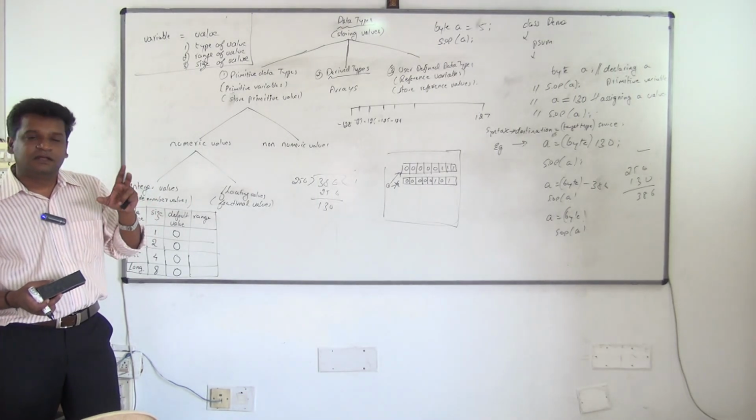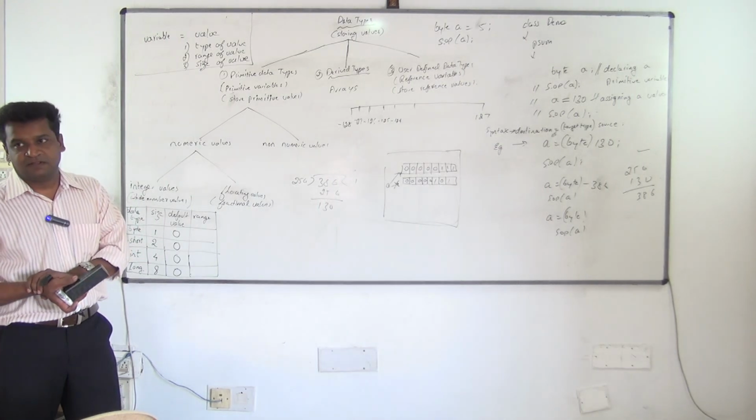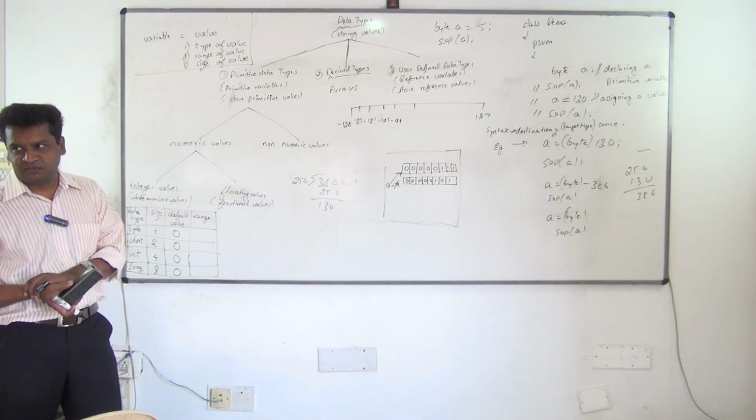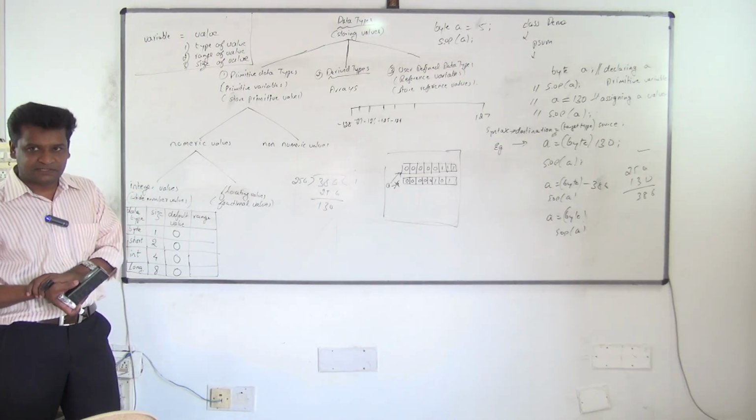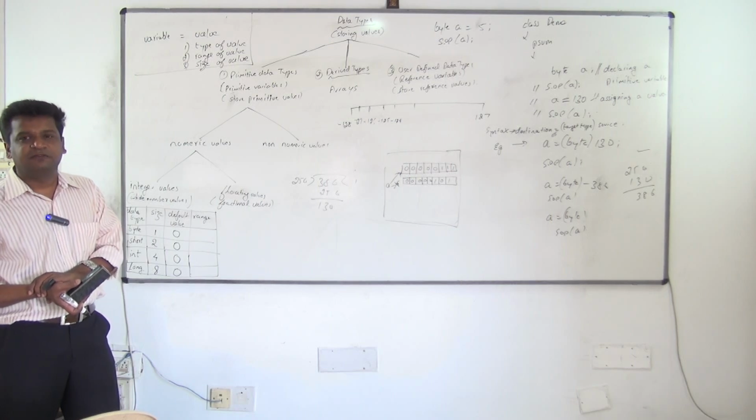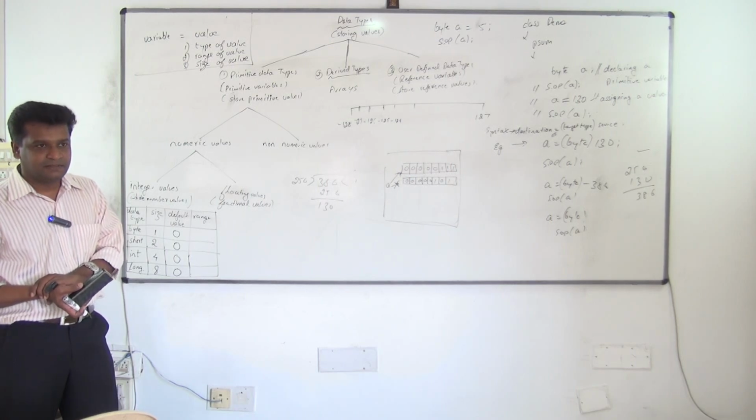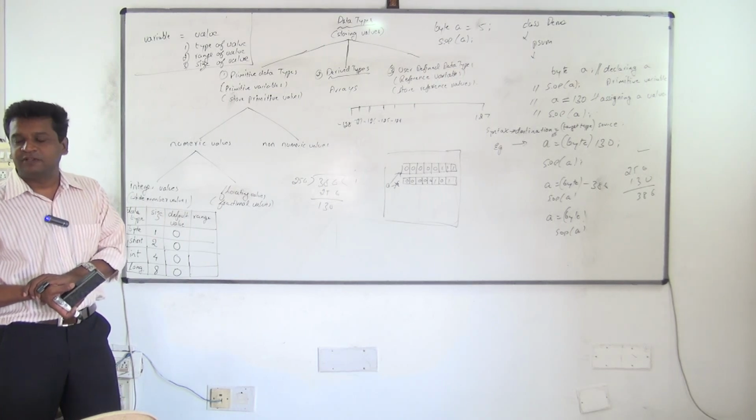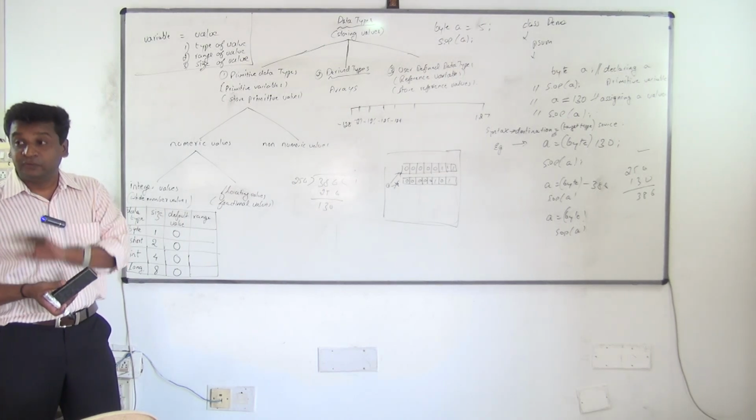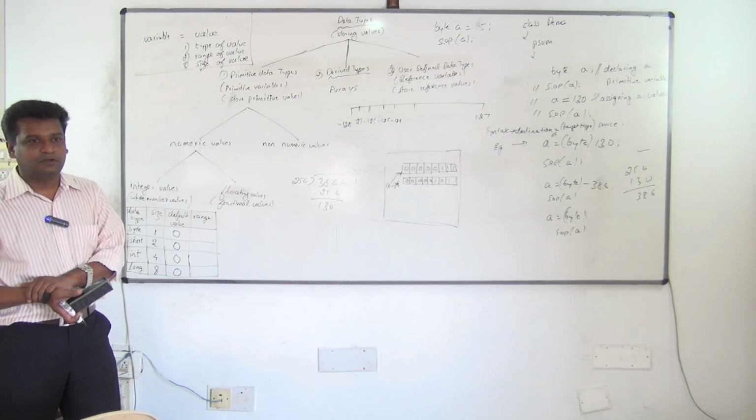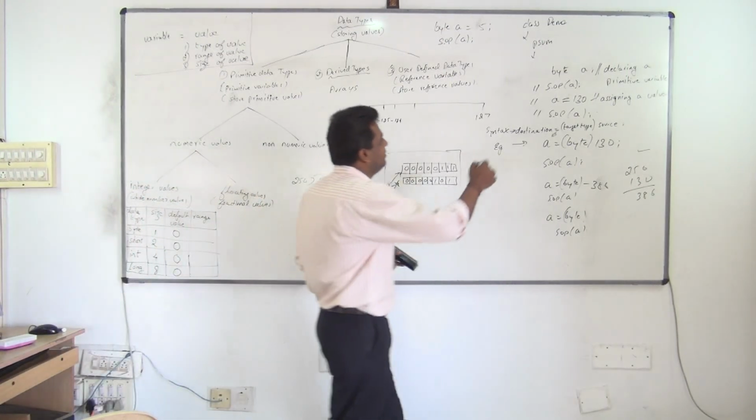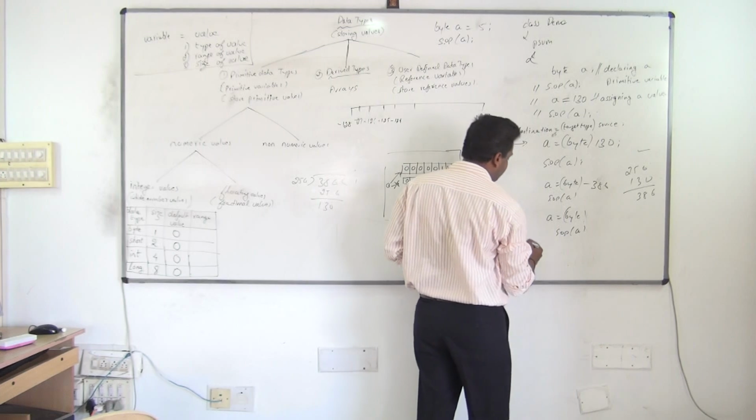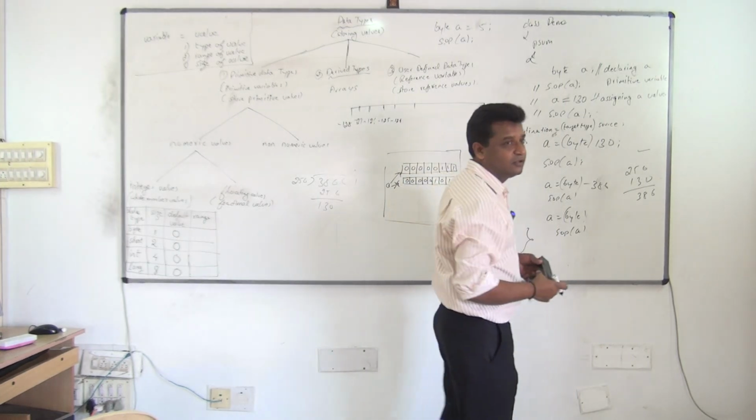Understood? There are three types of variables in Java: local variables, instance variables, static variables, which I will discuss in depth later. Right now we are discussing local variables. For local variables, it will not take any default value. You have to give the value for local variables. Local variables are those inside a method. Any variable you declare inside a method is called a local variable.